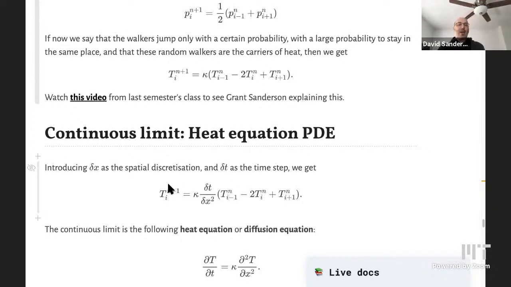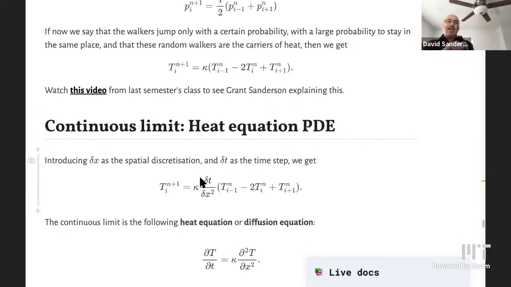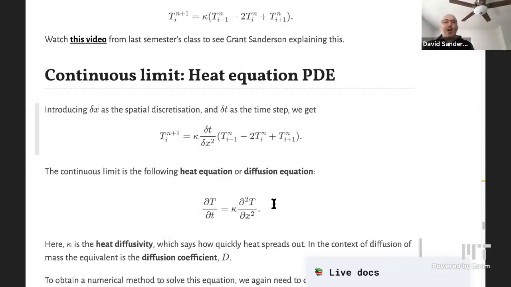So then again, we can rearrange the equation. I think there's a factor of 2 missing. By rearranging the equation, and then taking the continuous limit, just as we did before, we arrive at this equation. This is called the heat equation or the diffusion equation, and it's now got a first partial derivative with respect to time, but a second partial derivative with respect to space.